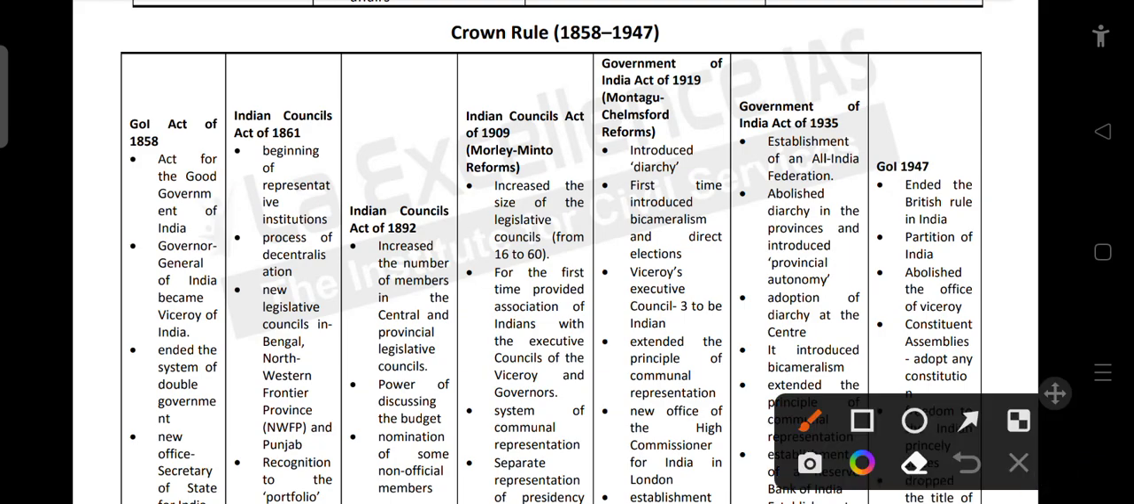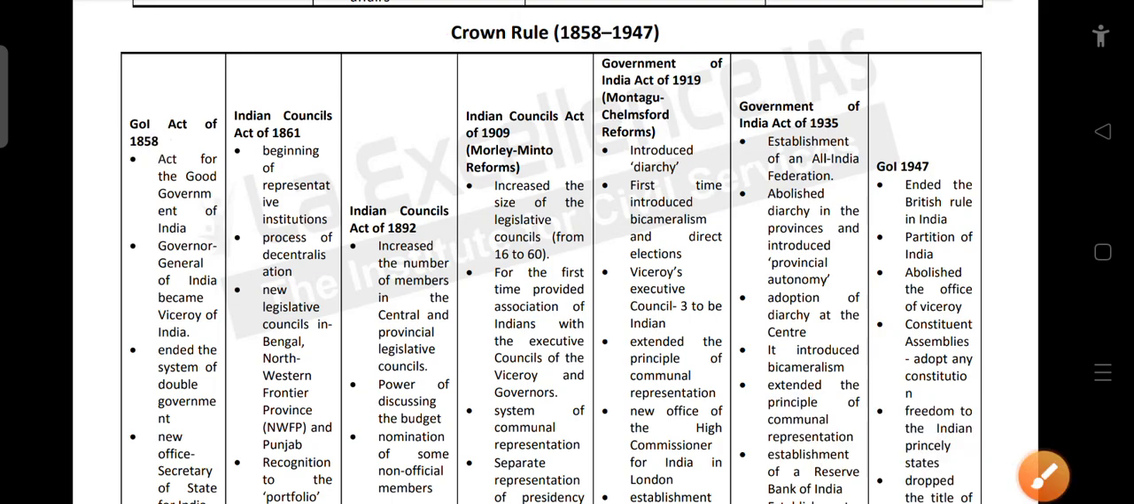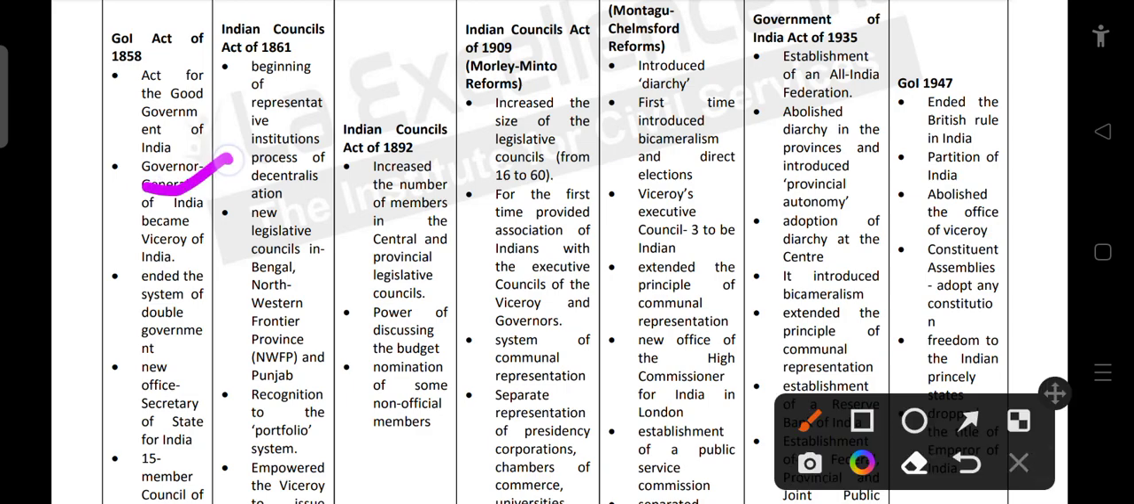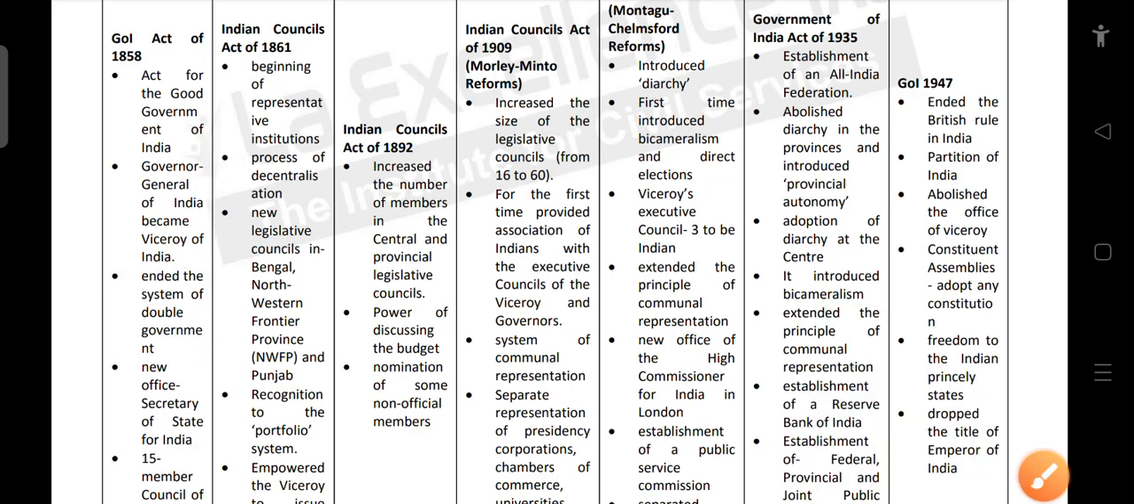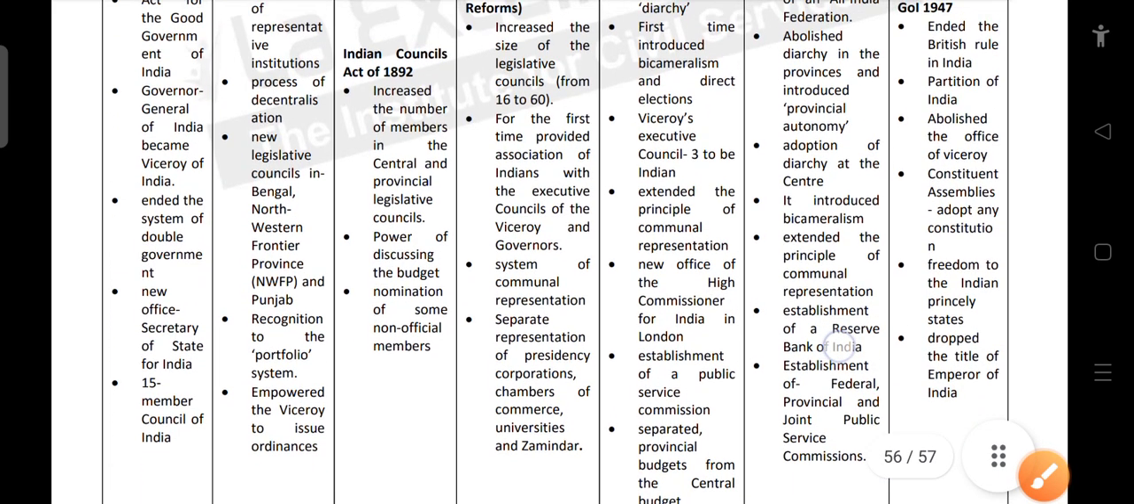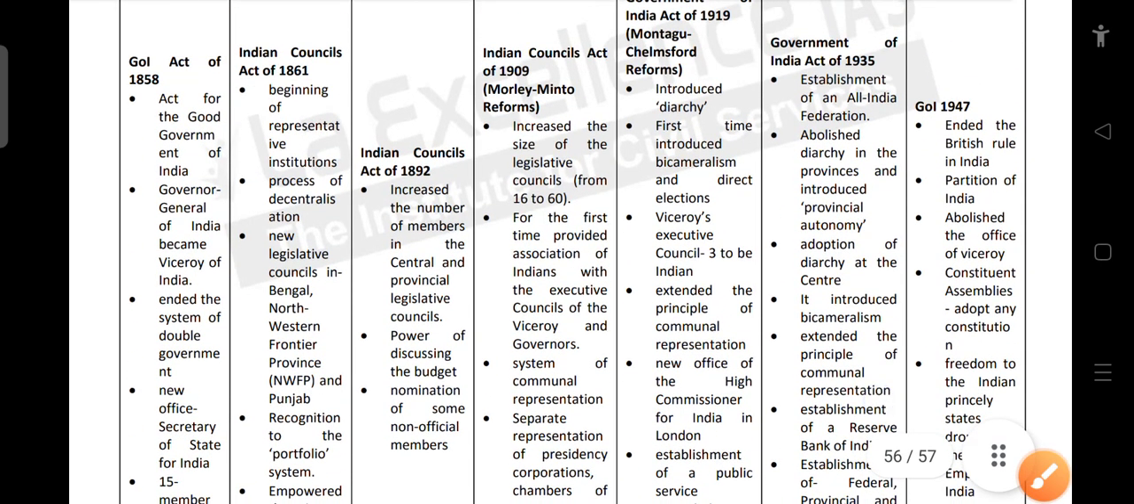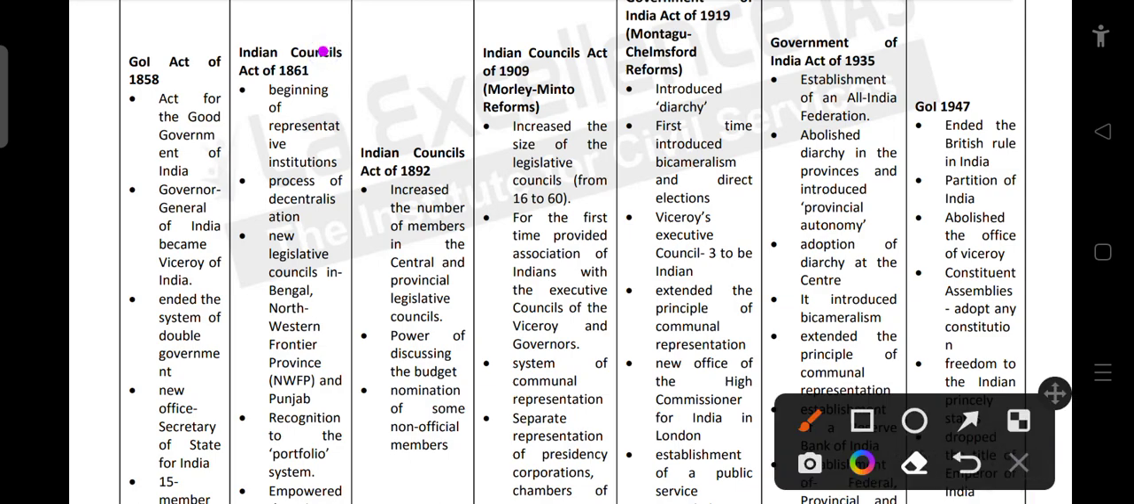Now the next one is about the Crown Rule, 1858 to 1947. In that, the Government of India Act 1858, known as the Act for Good Government of India: the Governor General of India became the Viceroy of India, and it ended the system of double government. A new office, Secretary of State for India, was formed, and a 15-member Council of India was also formed under this 1858 Act.